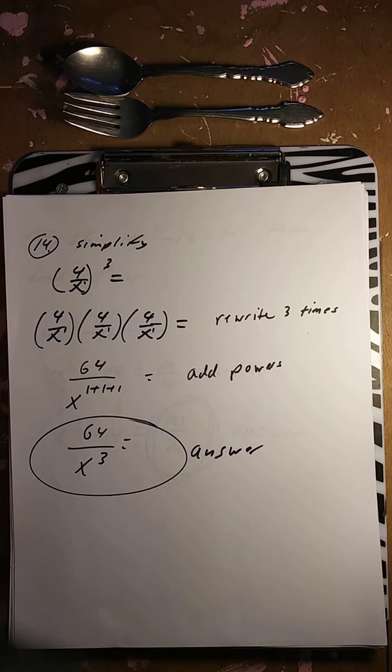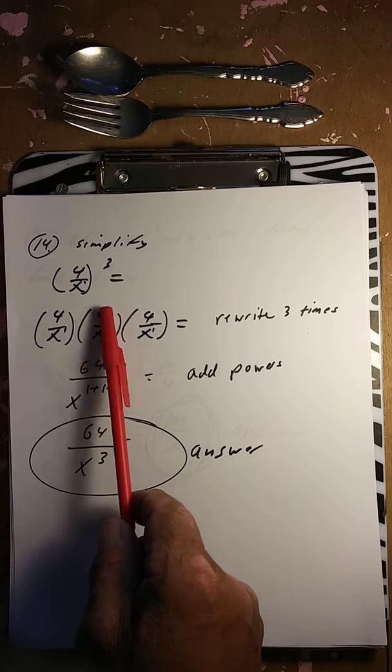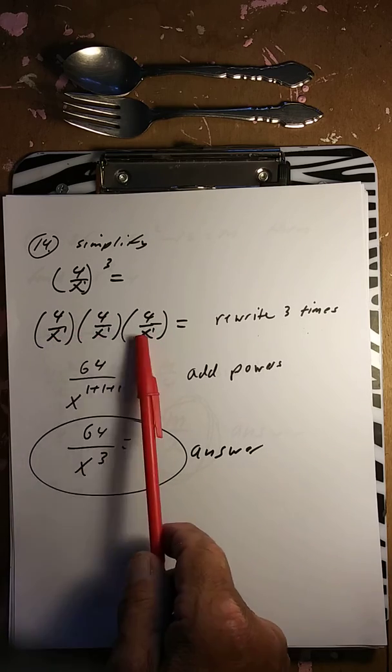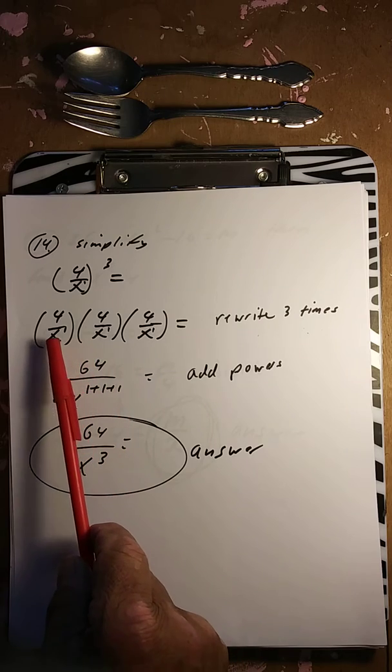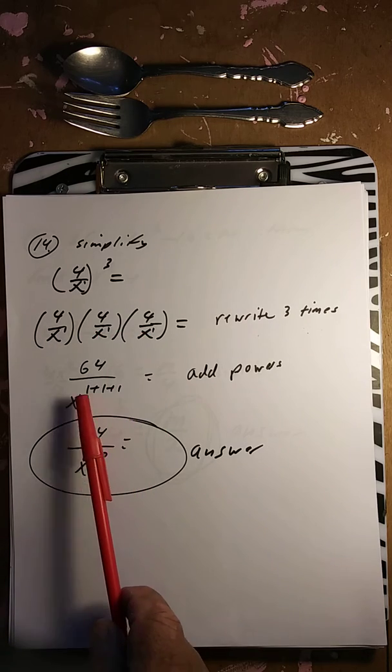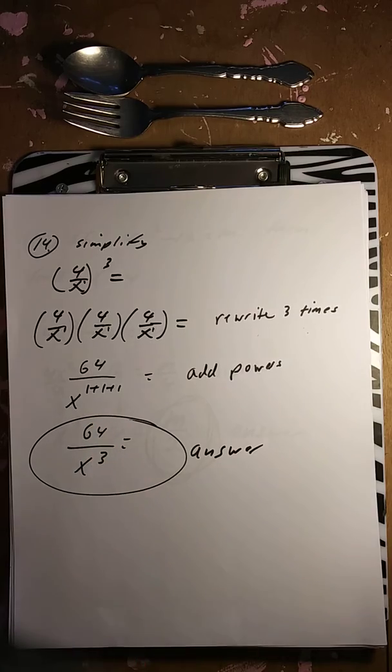4 over x to the power of 3. Rewrite it 3 times. 4 over x, 4 over x, 4 over x. x to 1, x to 1, x to 1. 4 times 4 is 16, times 4 is 64. Powers, x to the 1, x to the 1, x to the 1 is x to the 1 plus 1 plus 1 at the power. So that's going to be 64 over x to the 3.